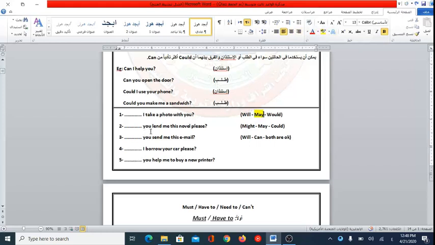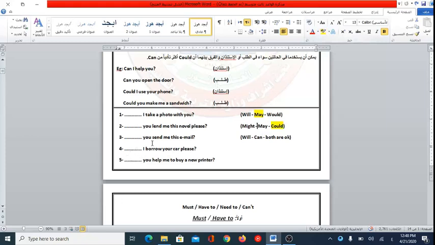Okay. Space, you lend me this novel, please. It's followed by the pronoun you. So it's, yes, right, a request. So might, may, or could? Right, could, because may and might are used for asking permission. So it's could you. Okay.